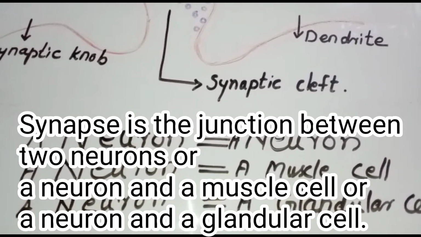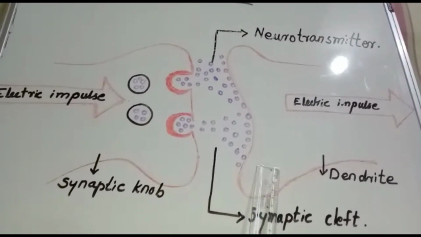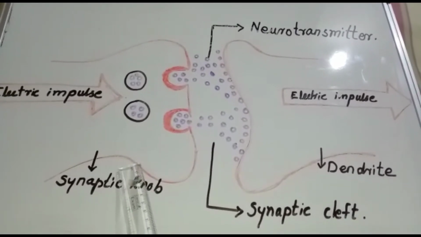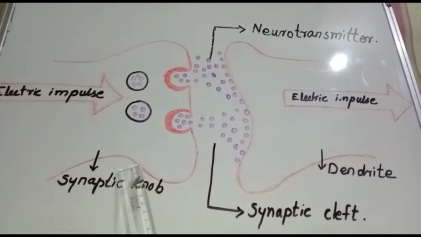Okay, so this is one neuron and this is another neuron. And this is the synaptic knob, the tip of the axon, which we can call the synaptic knob.